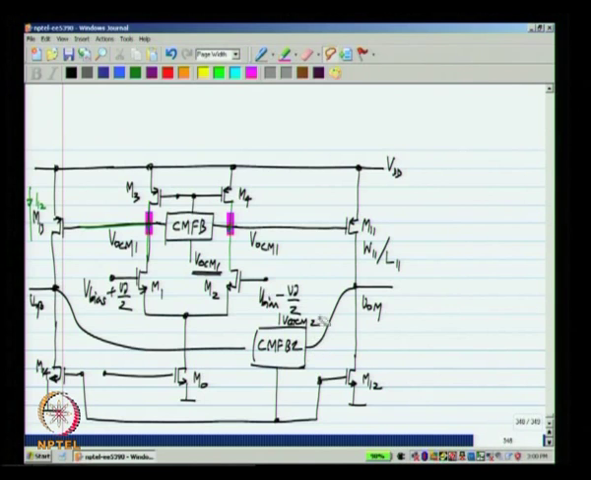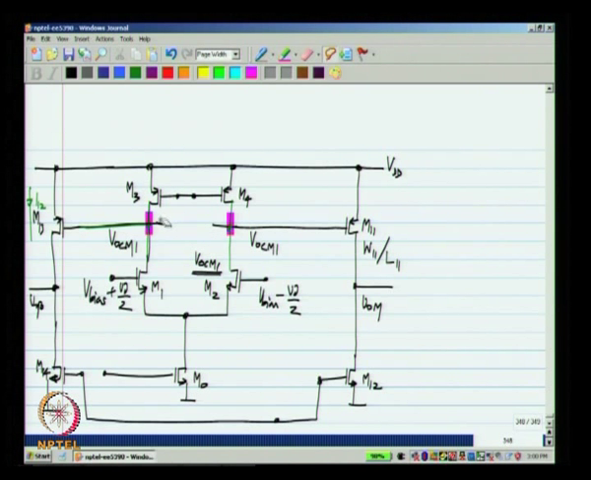To avoid clutter, I will remove the common mode feedback circuits from this. We know that the common mode feedback circuits do not play a role in the differential picture. They may add a load to the differential picture, but that is about it. Okay. This is the point to which we apply the common mode feedback of the first stage, and here is the common mode feedback of the second stage.